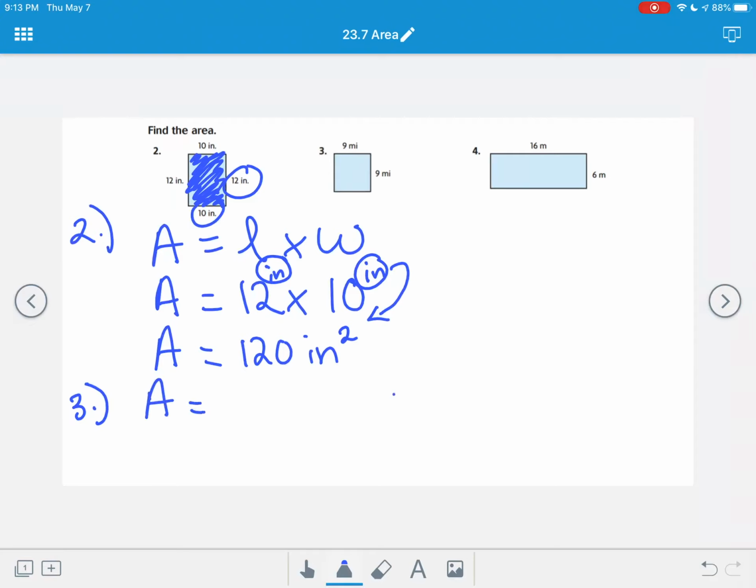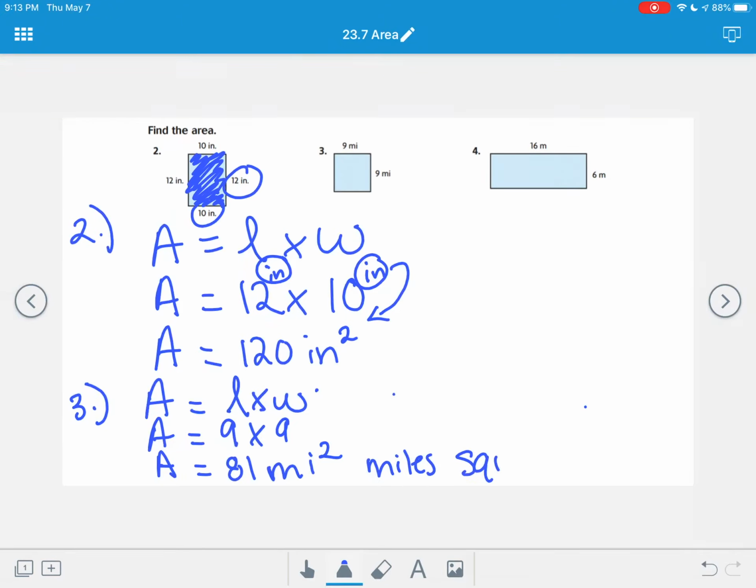Number 3, we have another square that we're working with. The area of a square is length times width. Both the length and the width are 9. We do 9 times 9. The area equals 81 miles squared. You could also write it out like this, miles squared. I would much rather shorten it, but either one is okay.